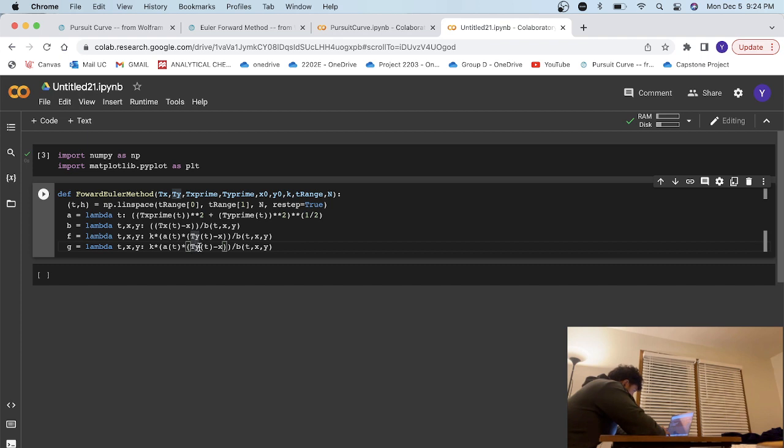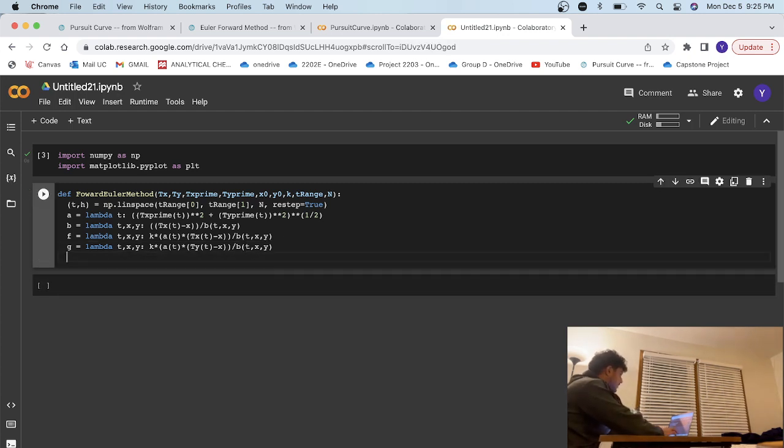t of x, t of y. I said t of x here. I meant x here. So I only have to change this one, because I said f was a function of t, x, and y in the x direction, the speed. I'm looking at these parentheses right here. Looks good. I never checked it. Looks good.